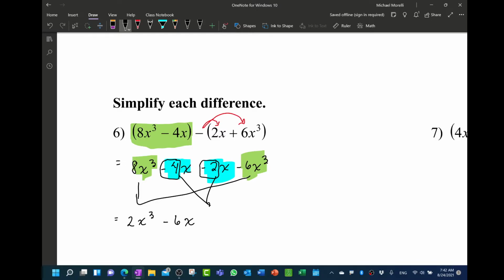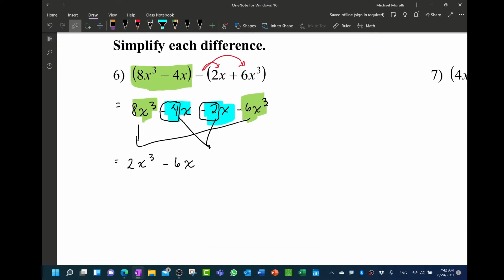Now the question is, are we done here? Or is there any factoring that we can do? Well, I don't know what the book would tell you to do, but there is factoring that we can do. We can actually do something called greatest common factor. So what's the greatest common factor of these two terms? Just look at them. Think about it for a second.